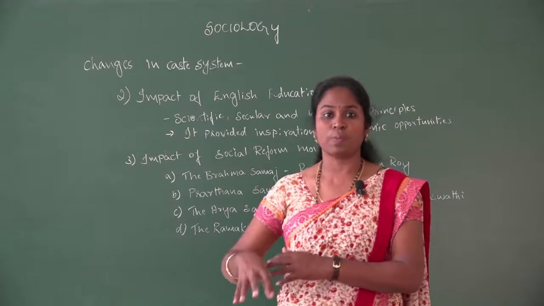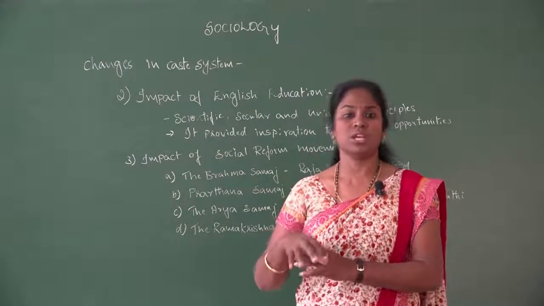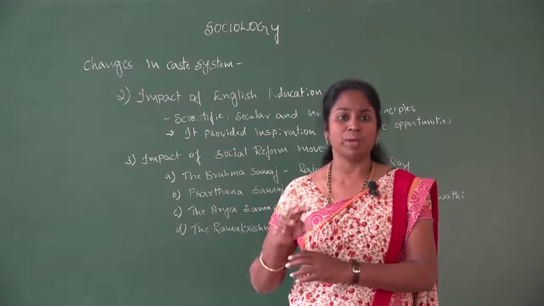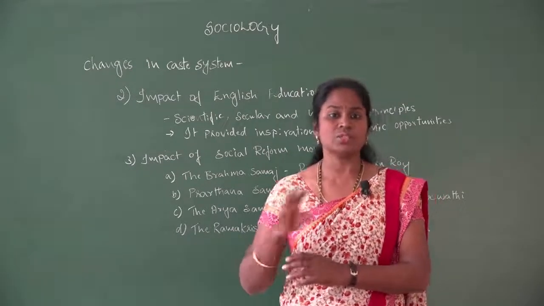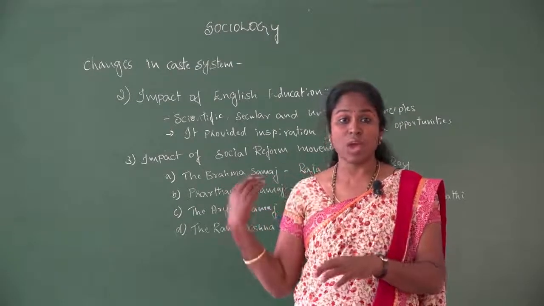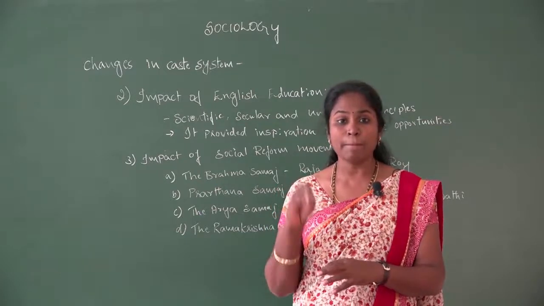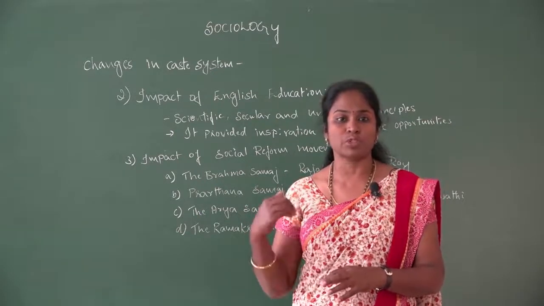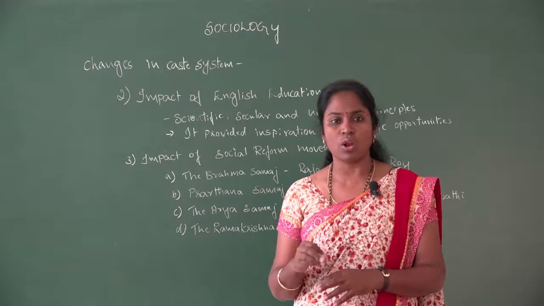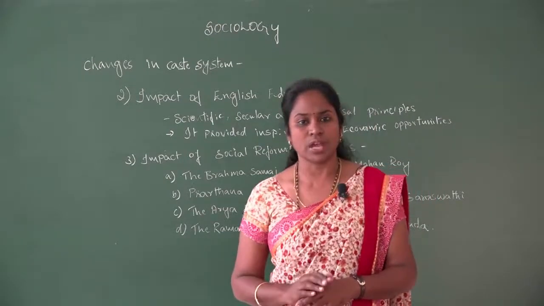So this took place during the British period, and they tried to bring changes, and it was possible for them to bring changes in society. We can also see that they affected the legislation, and some laws were implemented because of the social reformers to change the system in society.